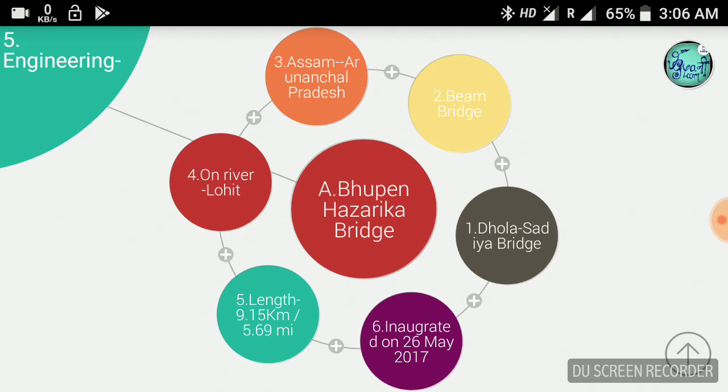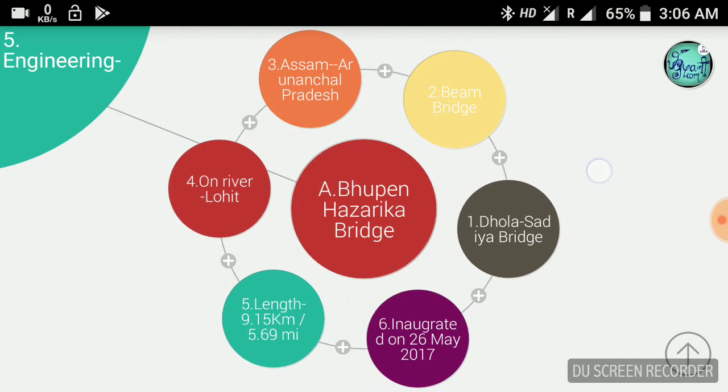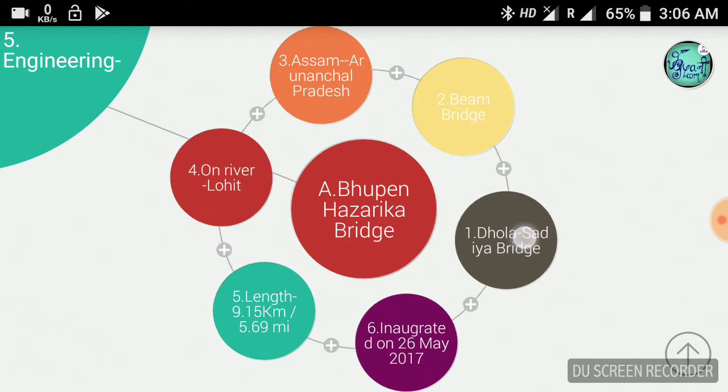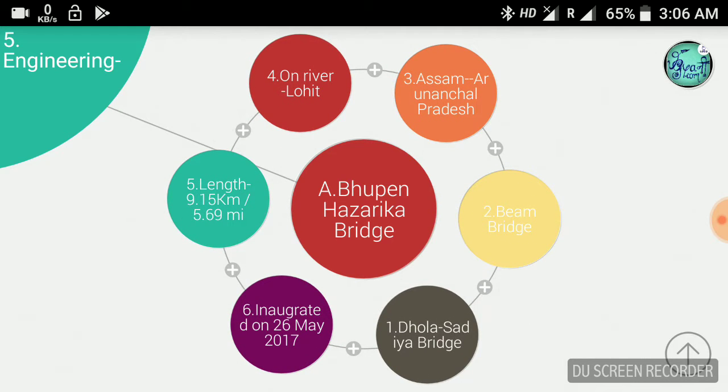But you must have a question in your mind: why was the Dhola Sadia Bridge named the Bhupen Hazarika Bridge? I want to clear this up. Bhupen Hazarika is a famous Assamese poet, political leader and filmmaker. So this is a tribute to that great artist, and that is how the bridge got its name.